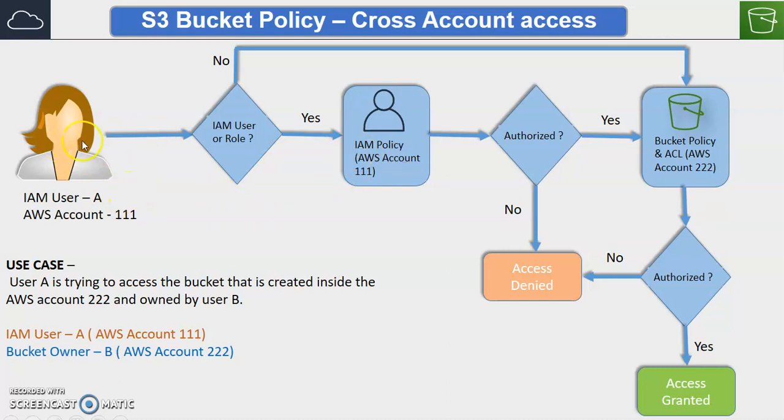Once this user tries to access this bucket, the user will be checked first against the IAM user and IAM policy for account 111. Then it will further go to the bucket policy of account 222, and this bucket policy must allow the access from this account and for this user. We will see that demo. We will create a new user in account 111, and then we will also have a bucket policy and see how this access policy works and how this user can access the bucket in account 222.